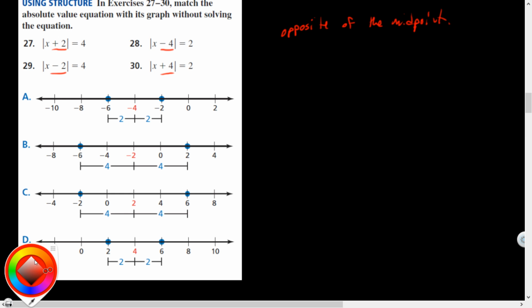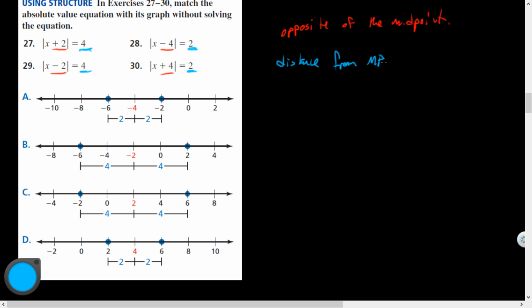Okay? And then the number that the absolute value is equal to is the distance from the midpoint (MP) to the solutions, right? The points that we plot that are the solution set.